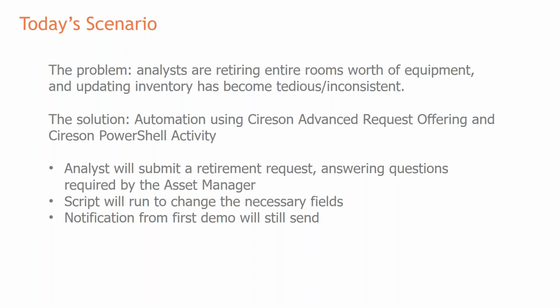And the great thing about this is that our notification from the first demo will still send, because that subscription, as you recall, was set to fire whenever it was changed from not equals retired to equals retired. It doesn't matter how that gets set, whether in the console, in the portal, by PowerShell, or by any other method, that subscription will still be triggered and that email will still come out. So we've already built that first step, and we're just building on that. We're now automating the actual triggering of that a little bit more.